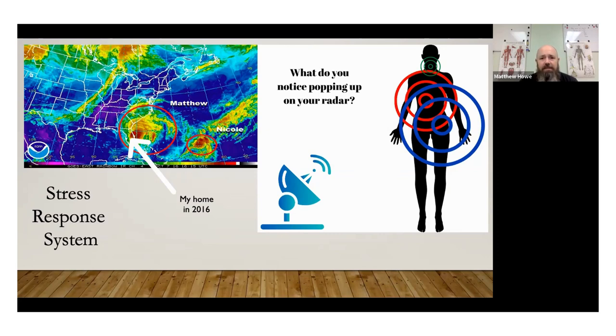So the stress response system is basically our body's ability to monitor our levels of safety. Are we safe or not? So if we use the hurricane example with Hurricane Matthew, me, and Hurricane Nicole, my wife, this is actually hurricane season from 2016, so an actual image. We see Hurricane Matthew making landfall in Florida and a little bit into Georgia, right? And we know that that hurricane is spinning counterclockwise as it hits the land.